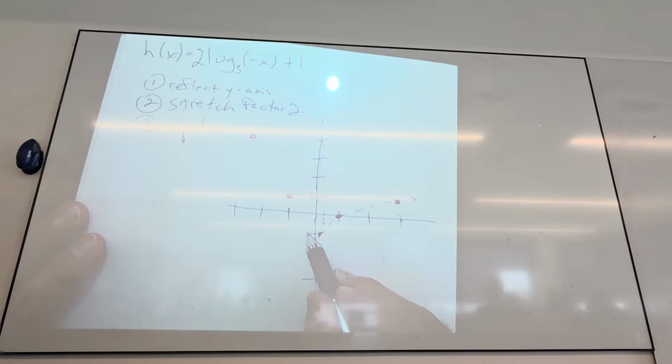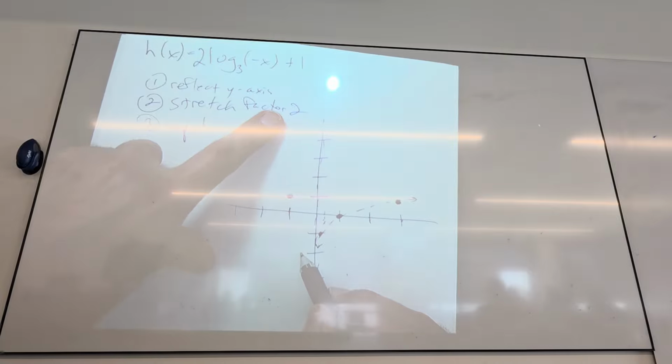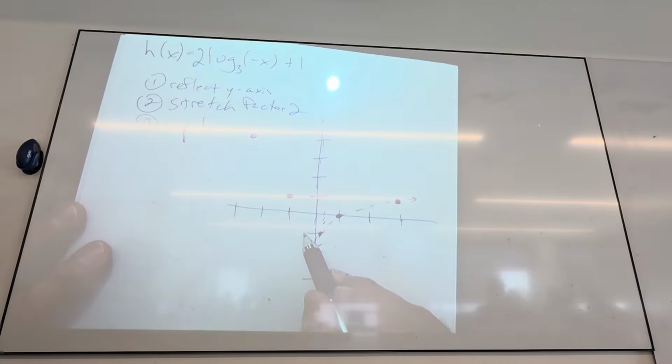Not too weird. What's the output right now? Where am I at? -1. So I'm going to double that. Yes? Double it. And then I go up 1. So I'm right there.